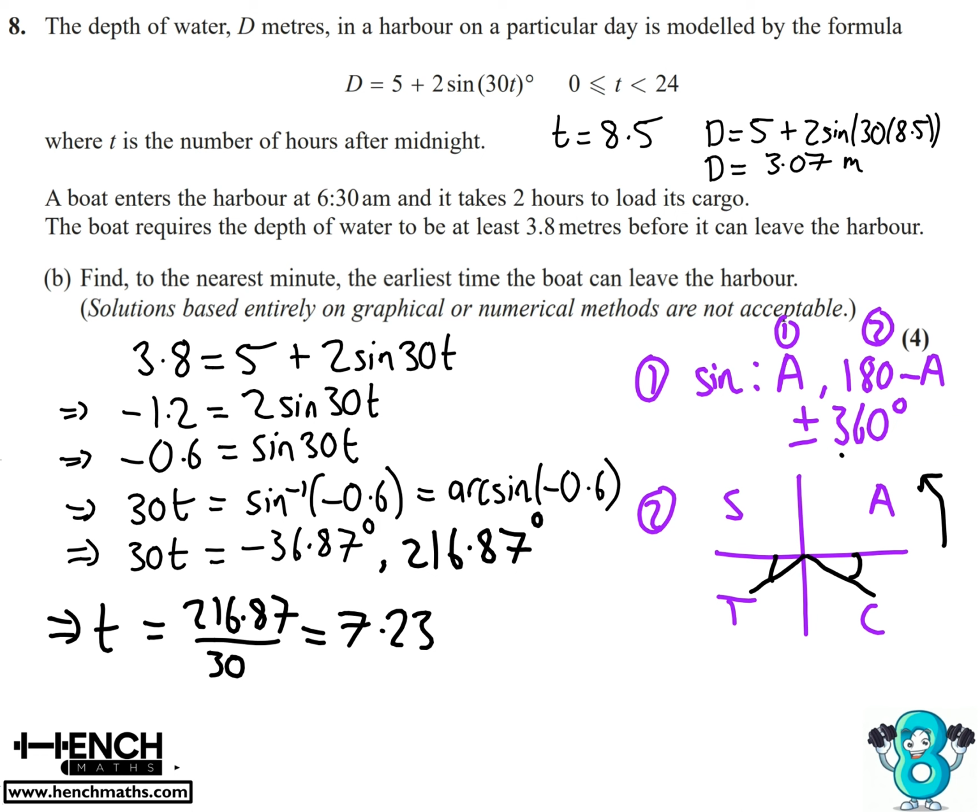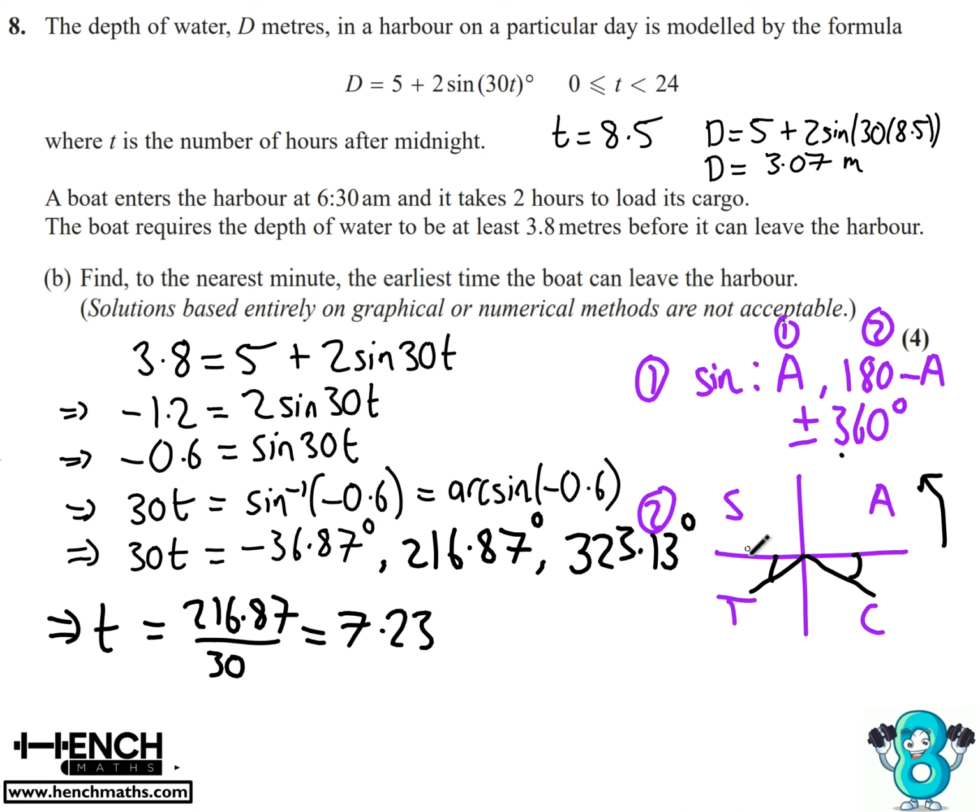So is that our solution? No, because we know that the boat couldn't leave before 8:30. So that's too early. So we then have to find the next solution. And so what we can do is add 360 to negative 36.87. So if we add 360 to that, we're going to get 323.13 degrees.